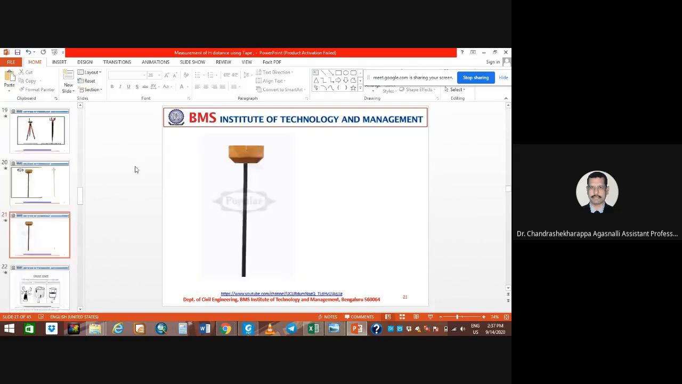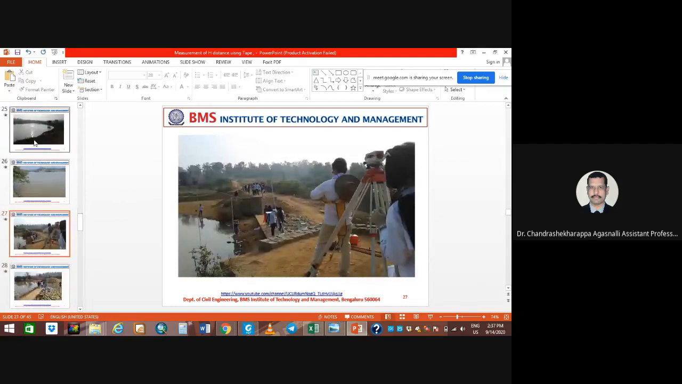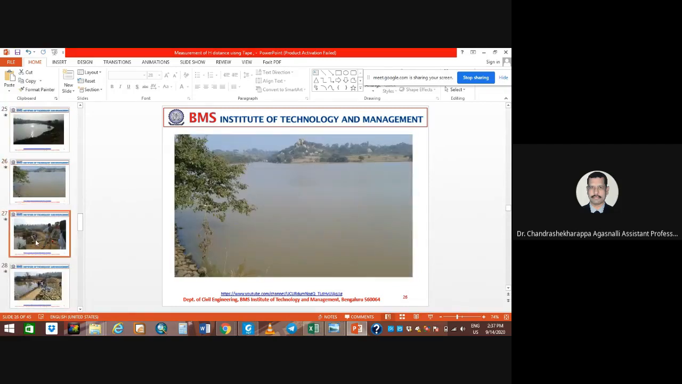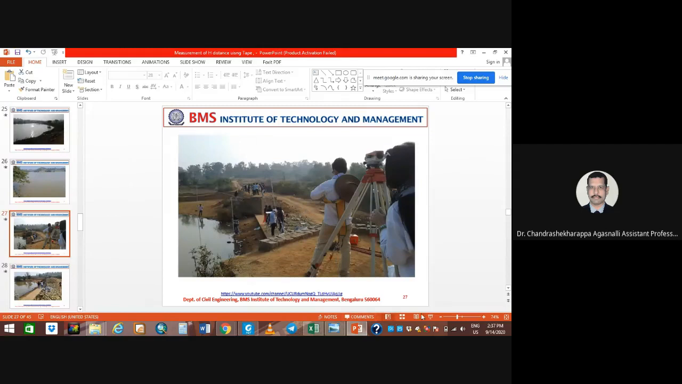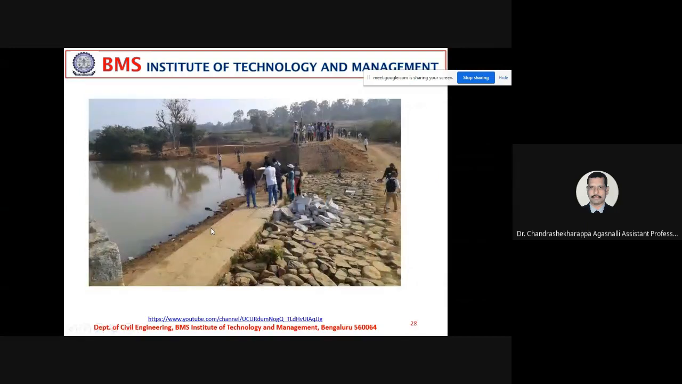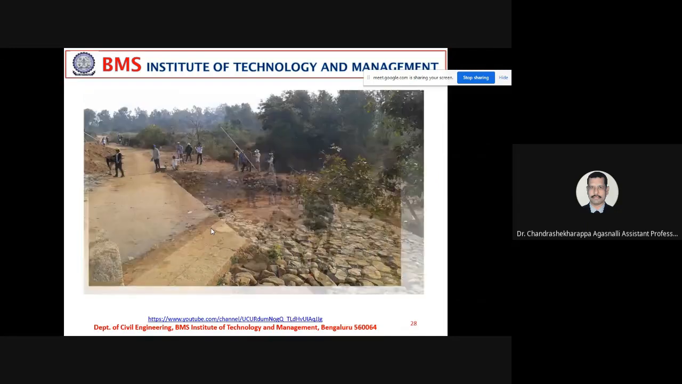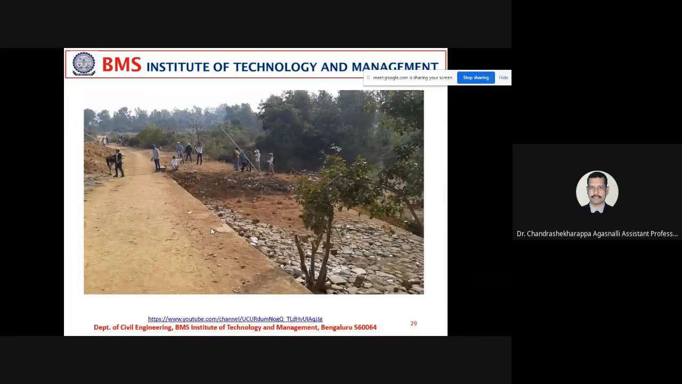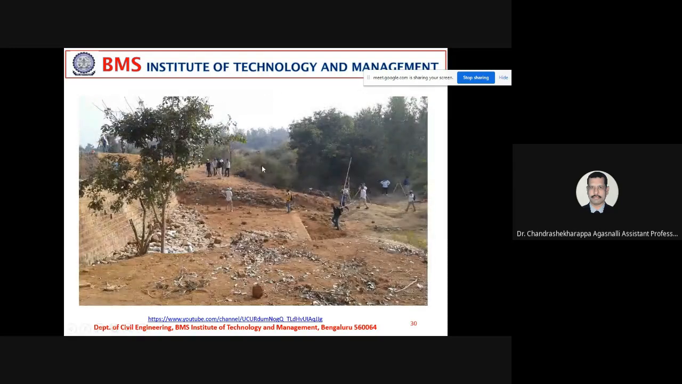So let me show you where the cross staffs are used and how we are using them here. Let me show you some of the pictures. Here we are not using it. Here they are using it, but not for block leveling. They are using the tape for measurement of horizontal distance.